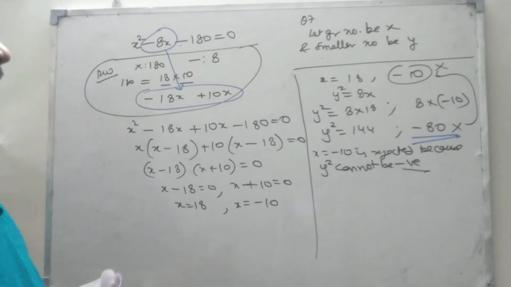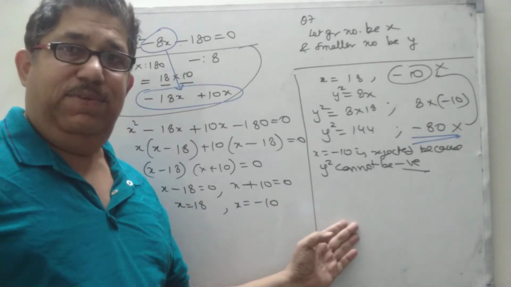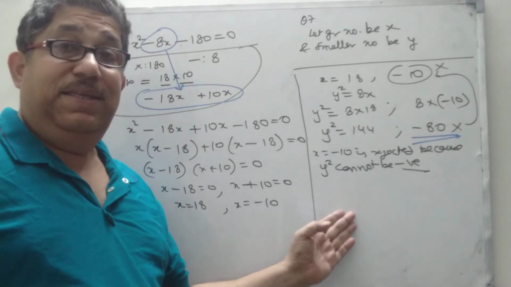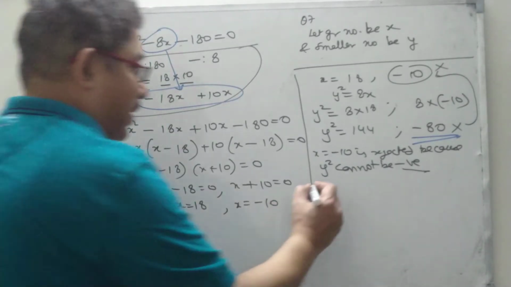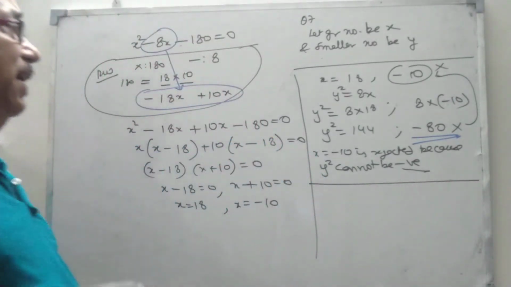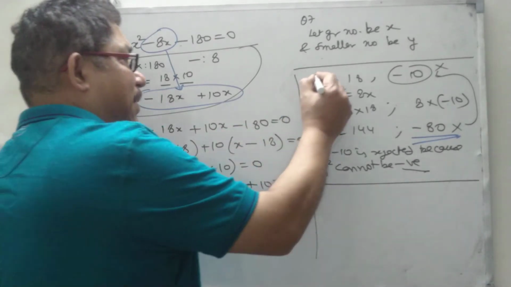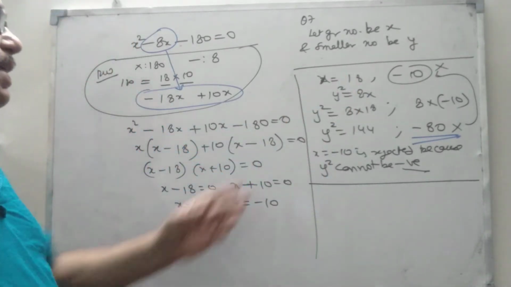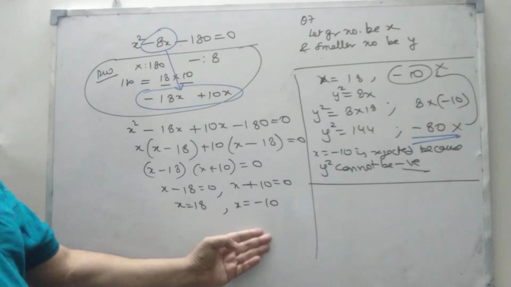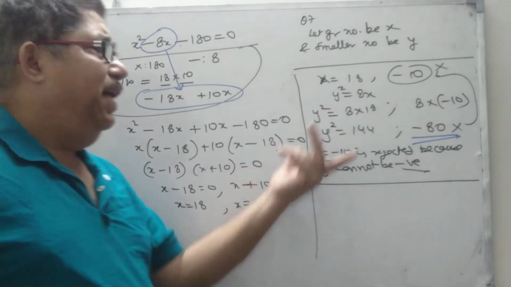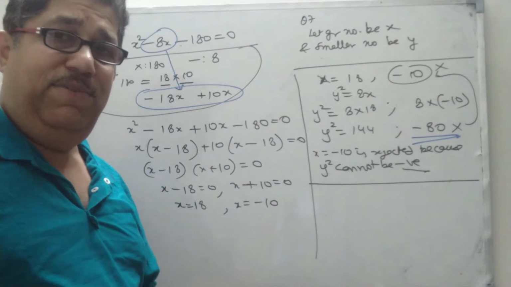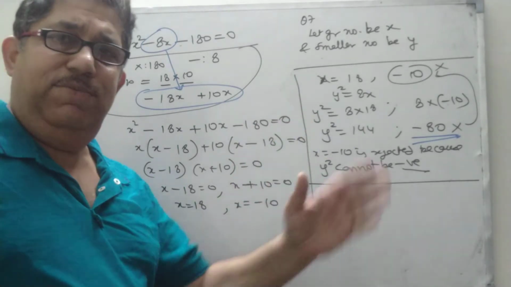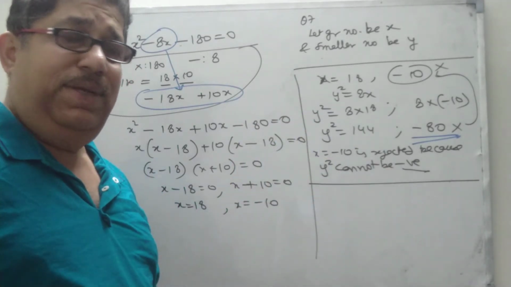Of course, it is a strange kind of reason, we've never used such a reason, but anyway this is the valid reason. So y square cannot be negative. Let's understand it once again. x is equal to 18 and x is equal to minus 10. How did I get these two values? I got these two values from here. I don't have a direct way of calculating y, so first I calculated y square, because I have used it in the equation y square is equal to 8x.